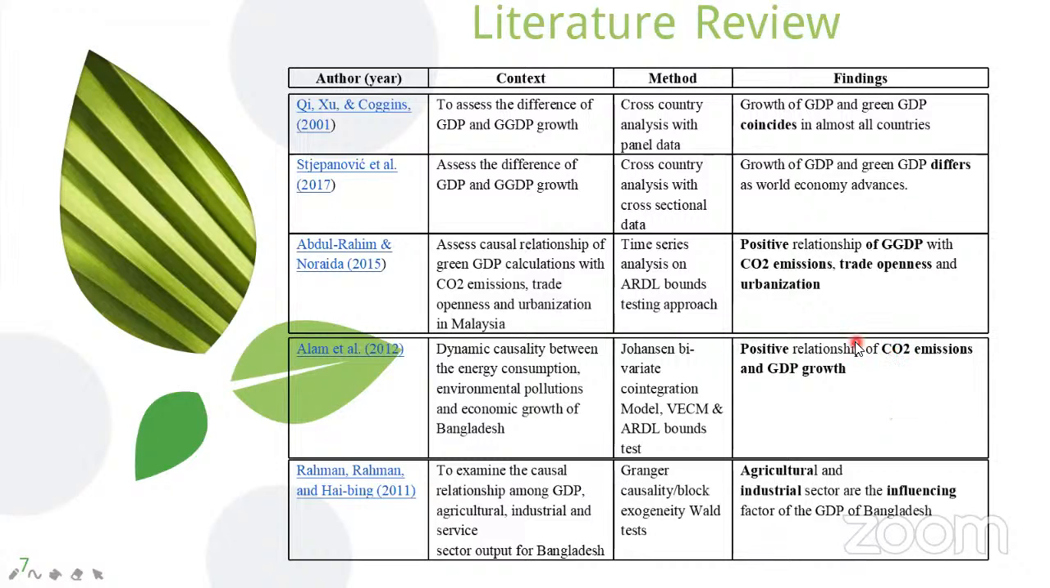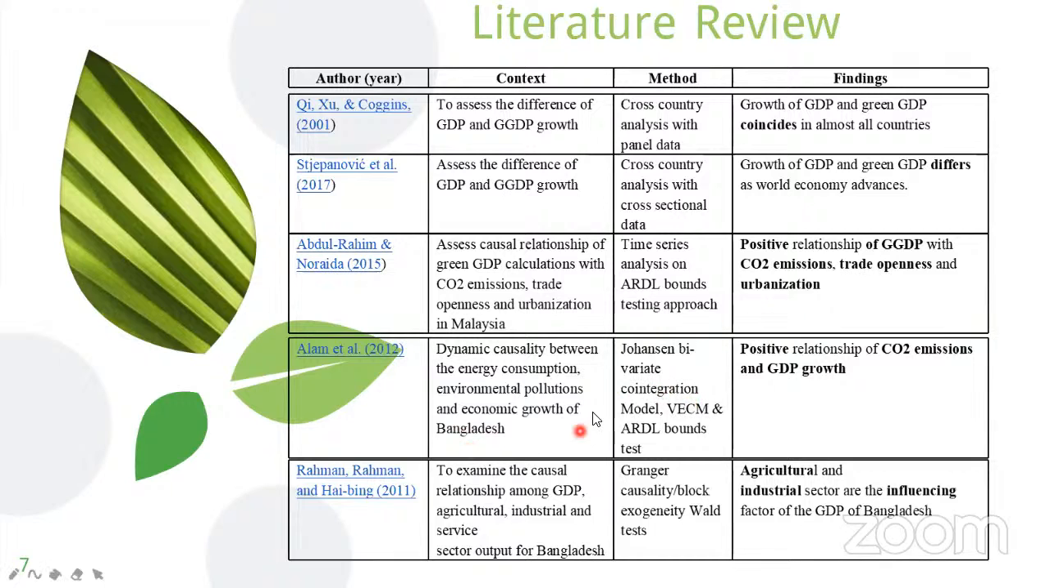Then in 2015, Abdul Rahim and Noraida assessed a causal relationship of green GDP calculation with some of its determinants like carbon dioxide emission, trade openness, and urbanization. It was done for Malaysia, and the method used was an ARDL bound testing approach. They found that there is a positive relationship between green GDP and carbon dioxide emission, trade openness, and urbanization.